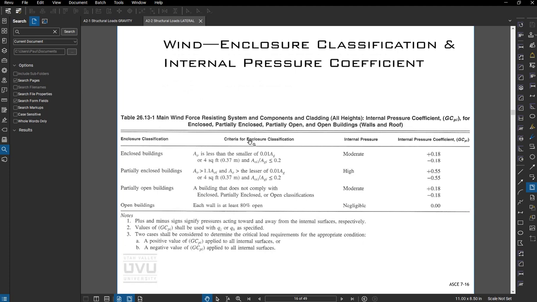All right, enclosure classification. If it's an enclosed building, there's some internal pressure, so 0.18 plus or minus. Partially enclosed, like a garage with a door open, you could have substantial internal pressures.